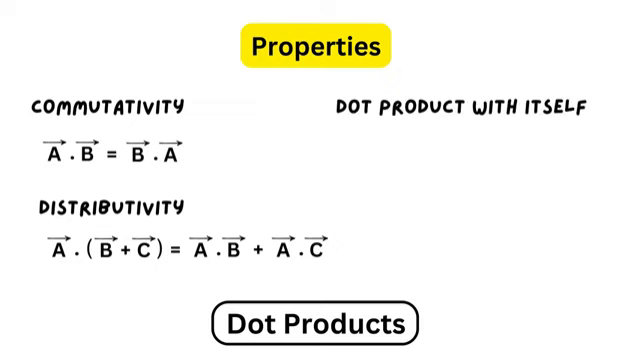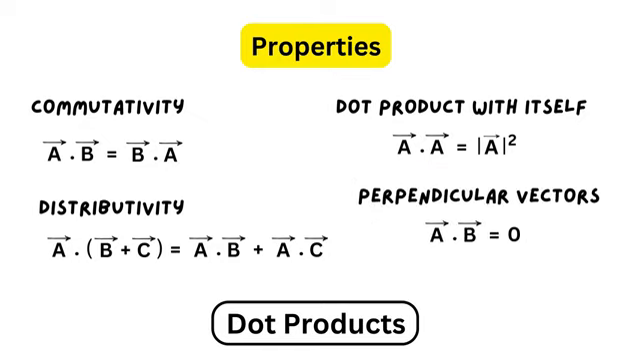The third property is the dot product of a vector with itself. If we take a vector A and compute A dot A, this result is the length of A squared, which is useful in many calculations, such as finding distances. The fourth property is that if two vectors are perpendicular, meaning they form a right angle, then their dot product is always 0.